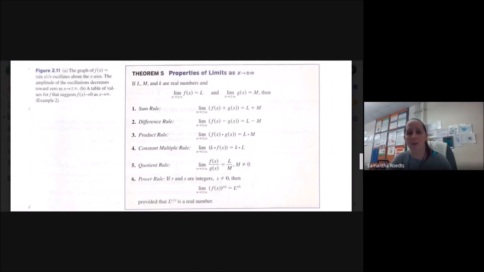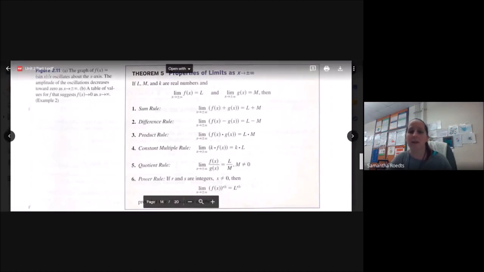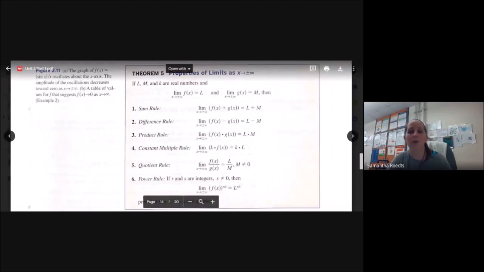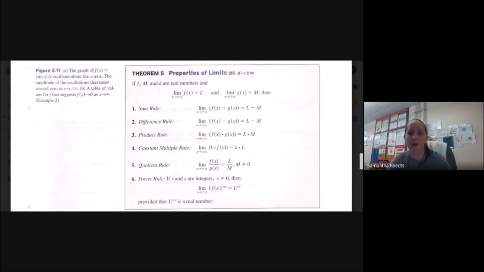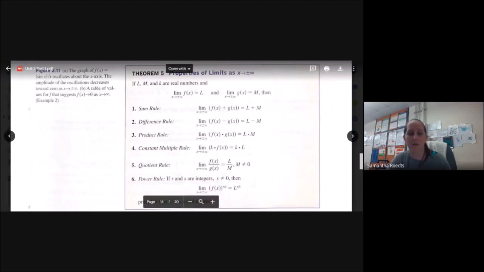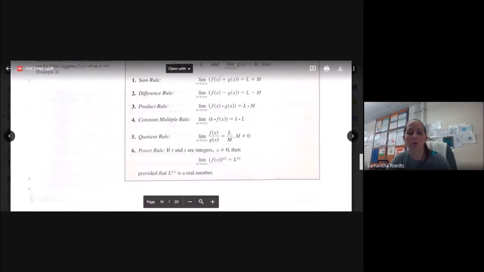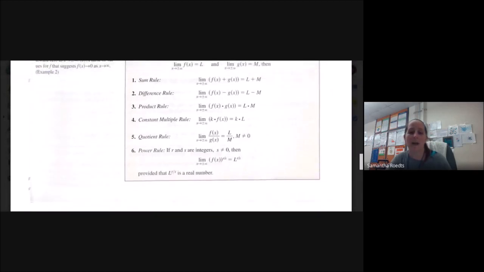The first one is the sum rule. Basically, I take the limit of f of x plus the limit of g of x, both as x approaches plus or minus infinity. That equals L plus M. Difference rule, I can subtract them: L minus M. Product rule, I multiply the limits. Constant multiple rule, I can multiply any limit by a constant k, and I'm multiplying k times that limit. The quotient rule, I would take L over M, provided M is not 0.